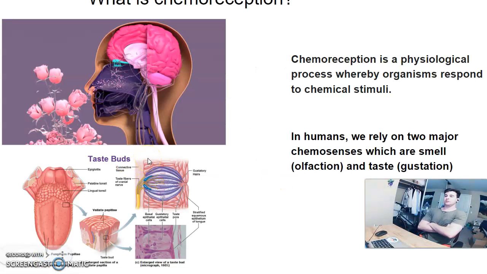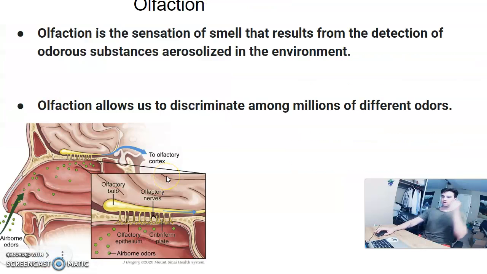Chemoreception is a physiological process whereby organisms respond to chemical stimuli. In humans, there are two major chemosenses, smell and taste. Smell is called olfaction, and taste is called gustation. Olfaction is the sensation of smell that results from the detection of odorized substances aerosolized in the environment. Olfaction allows us essentially to discriminate between millions of different odors.